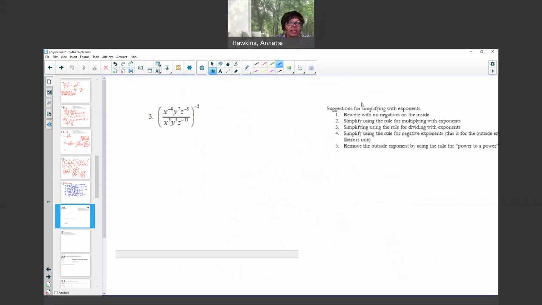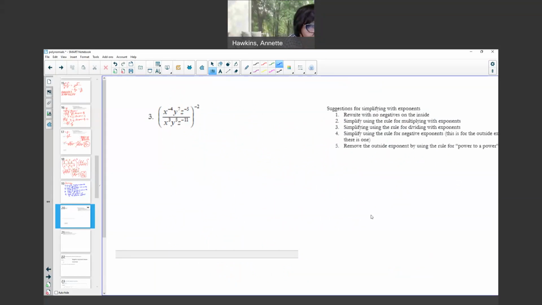And it says it here: rewrite with no negative exponents on the inside. Simplify using the rule for multiplying with exponents. Simplify using the rule for dividing with exponents. Simplify using rules for negative exponents. This is for the outside exponent if there is one. And then remove the outside exponent by using the rule for power to a power. So let's tackle this problem.